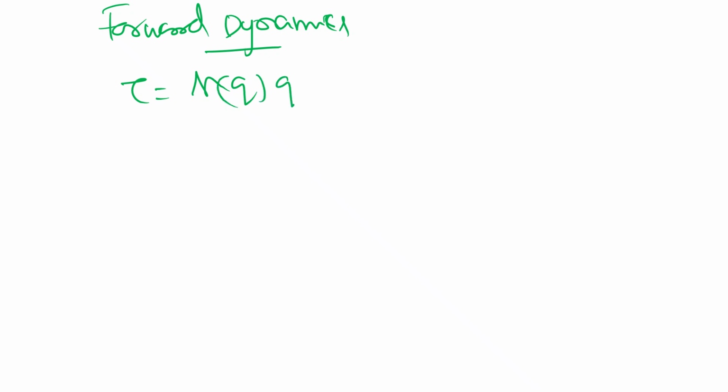So let's see that. The next one is forward dynamics. Let's write the equation again. Torque equals M of q times q double dot plus C of q, q dot plus G of q. So in inverse dynamics, we know position and velocity, and with that, we'll be able to find out the torque.